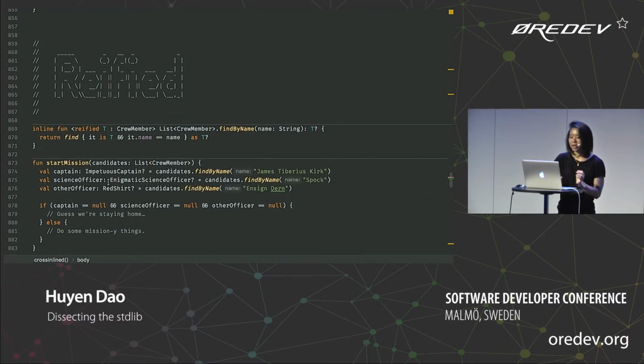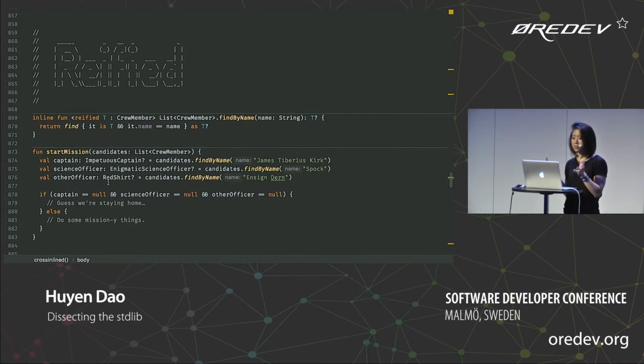So another thing that's really great with inline functions is reified. Reified is a really interesting thing when you have generics and type parameters. So you actually can't do something like this generally. Like for instance, in Java, because of the way generics and types work with type erasure, where the type information is erased, you can't actually do runtime checking of type parameters.